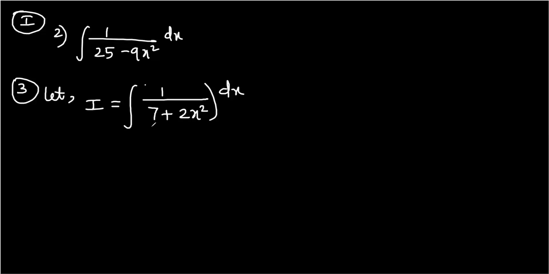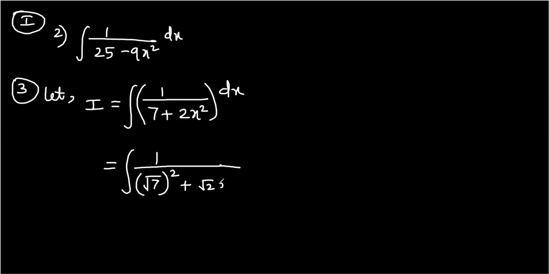So once again, integration is all about application of result. I noticed that I could apply a result here, that is 1 over variable square plus constant square. So I need to write in that form. So root 7 square. I must have constant square, and one term should be constant square. The other has to be variable square. So it is root 2 times x the whole square and dx.